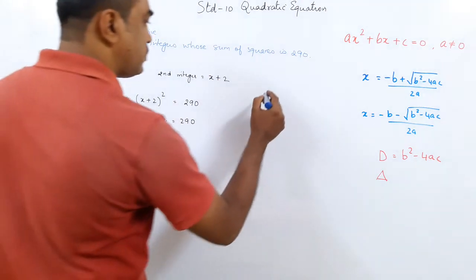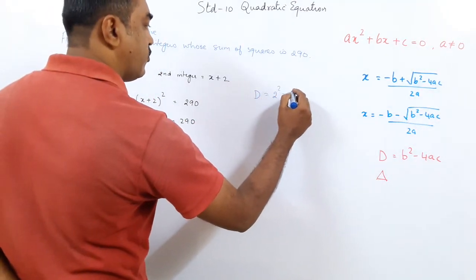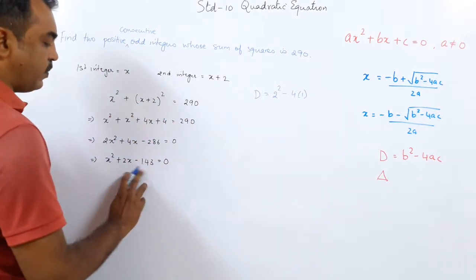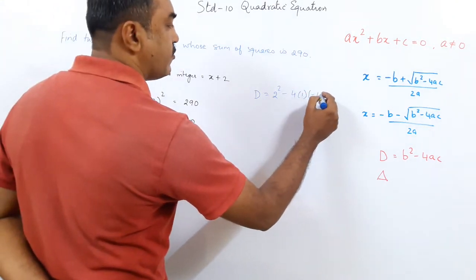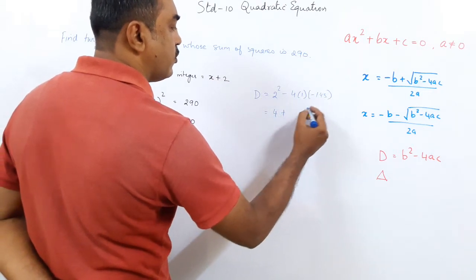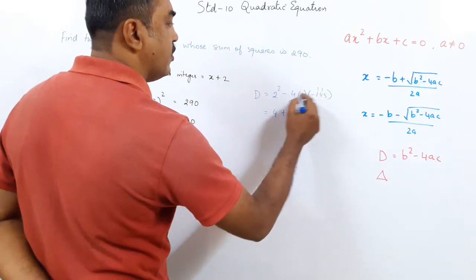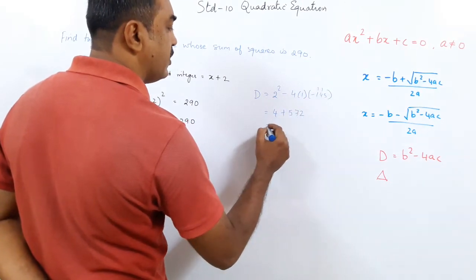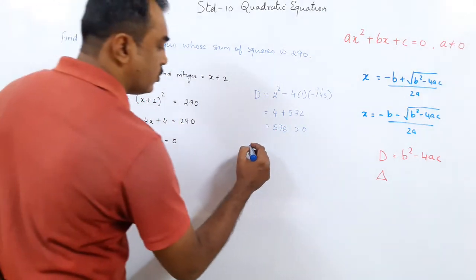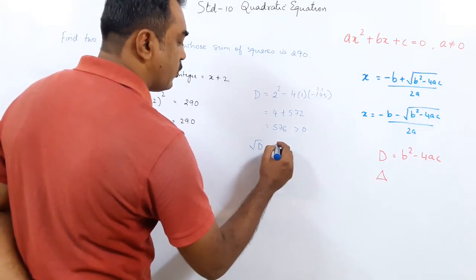Finding the d. So d is equal to b square, that is 2 square, minus 4ac. a is 1, so 4 into 1, and c is minus 143. So I'll write minus 143. So 2 square is 4, minus minus plus. 143 into 4: 4 3s are 12, 2, carry 1, 4 4s are 16, 17, carry 1, 4 1s are 4, plus 1, 5. I get 576, which is greater than 0. So root d will be how much? It will be 24.